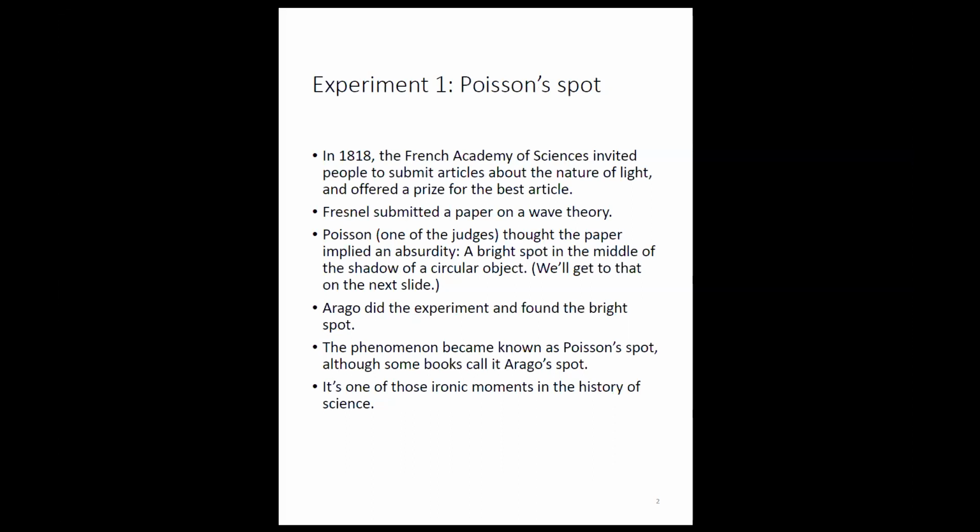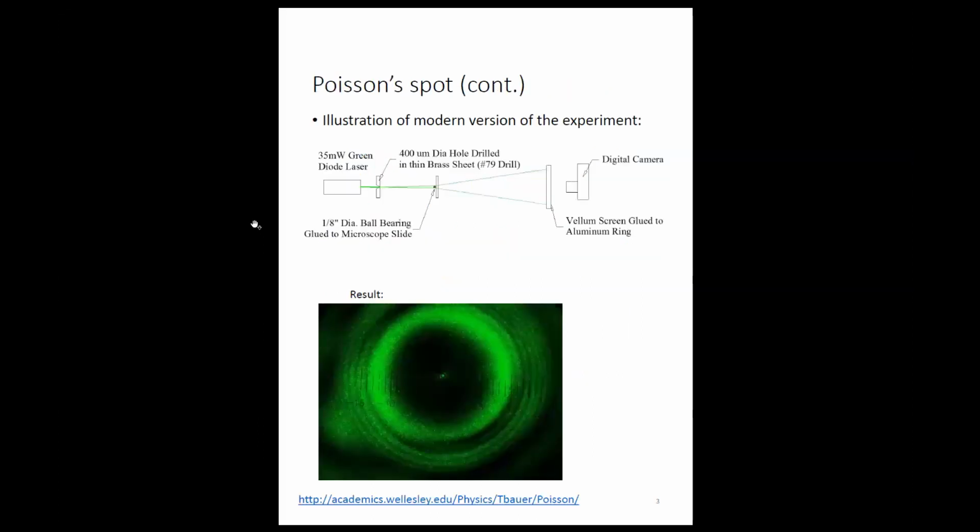And it's kind of ironic that the guy who thought the whole thing was BS is the one who got his name on it, even though he neither did the experiment nor did the theory. And some books now call it Arago's spot. And then it turns out that some Italian scientists 100 years before that had actually done the experiment but didn't fully understand what they were looking at.